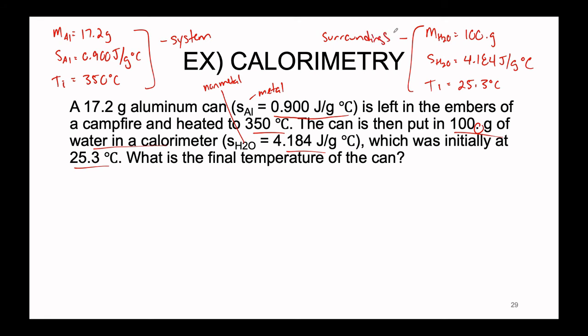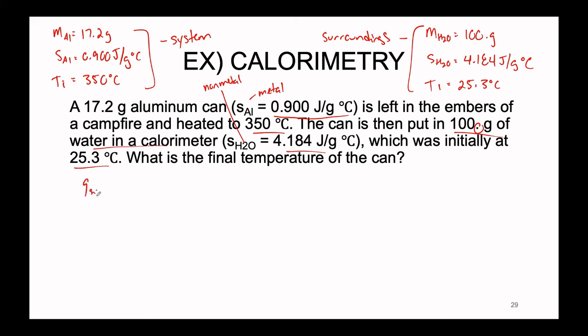This is important because when it comes to Q of system equaling negative Q of surroundings, we need to make sure that the right pieces of information are going to be on the right side of our equation. Otherwise, as we start algebraically moving things around, the numbers are not going to make much sense.